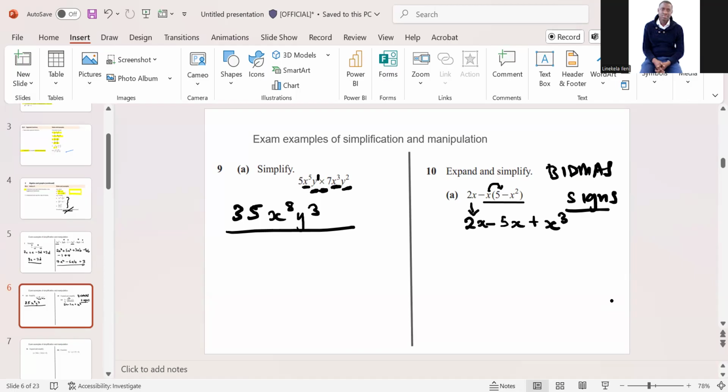Now I've already gotten rid of the brackets. So this 2x I didn't use, I just drag down because it wasn't joined to the brackets. Then obviously these two are like terms. I can further compute. So that would be 2 minus 5, which will basically give me negative 3x plus x cubed. So that is simplified, and it is expanded. So just again, pay attention to what needs to be done. Be careful with the signs outside the brackets before you actually expand.